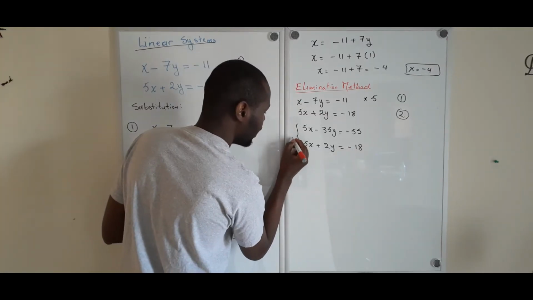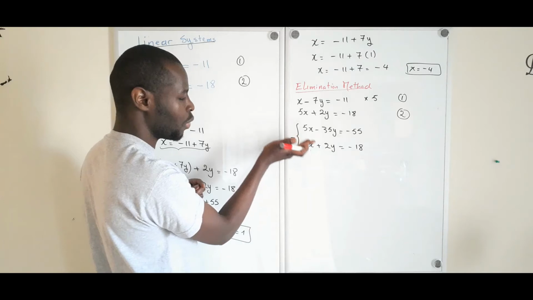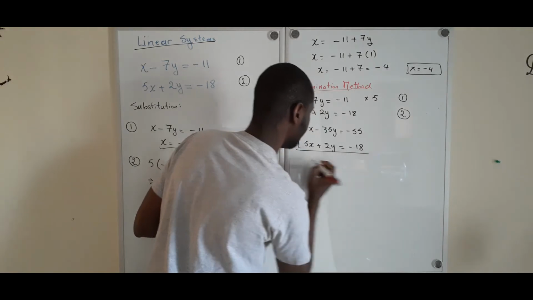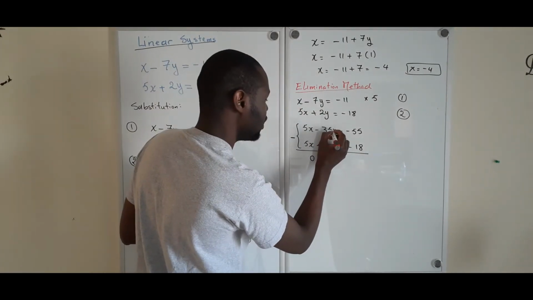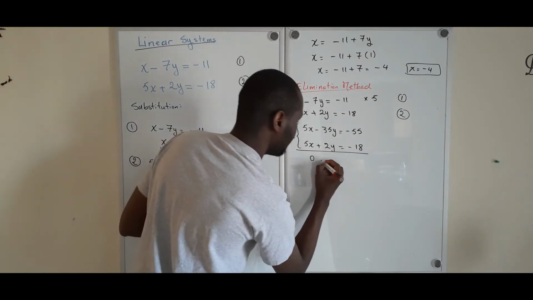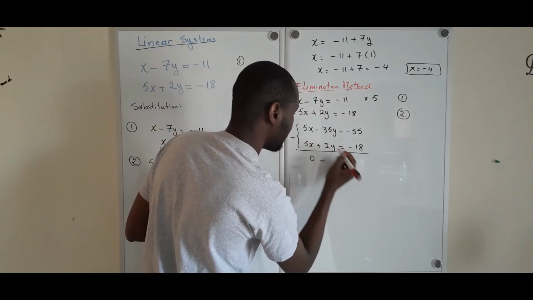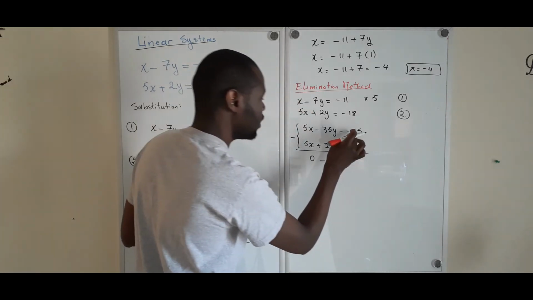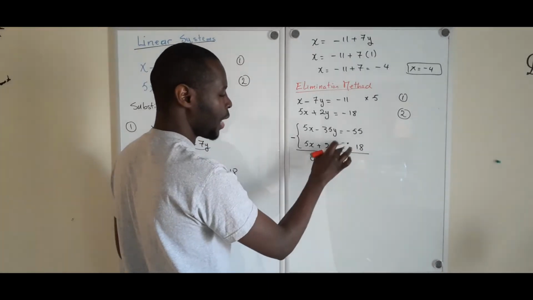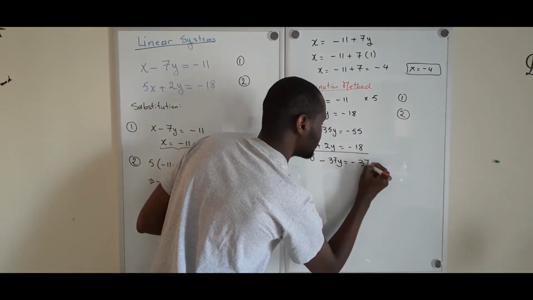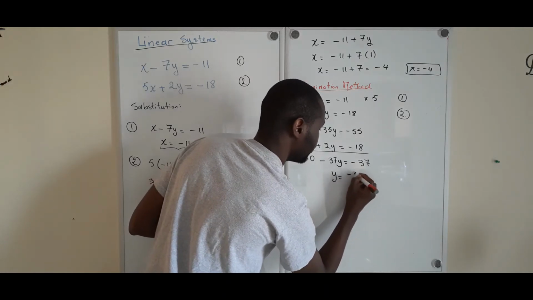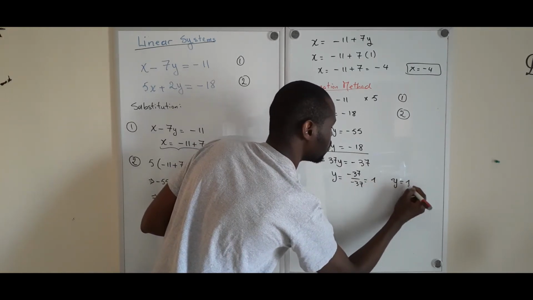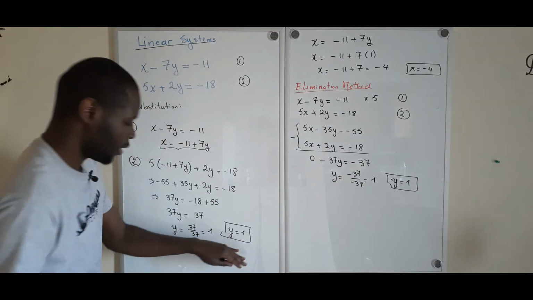Now what I can do is go ahead and subtract these two equations. That way x is eliminated, hence the word elimination method. So here is 0, minus 35y minus 2y. That will be, minus and minus is minus 37y. Then minus 55 minus negative 18, so there will be positive 18, so we end up with minus 37. So y equals negative 37 over negative 37, which is 1. So y equals 1. We can see it's the same answer as before.